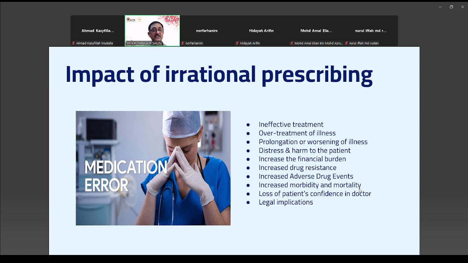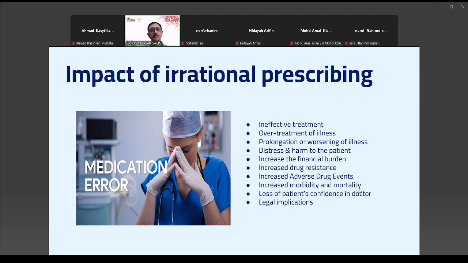For example, strong antibiotics. Say we are talking about pharyngitis, a simple penicillin group of drug. If it is strep A beta hemolytic pharyngitis, penicillin or amoxicillin group of drug should be okay. You don't have to give them something like cefuroxime or third generation penicillin group.